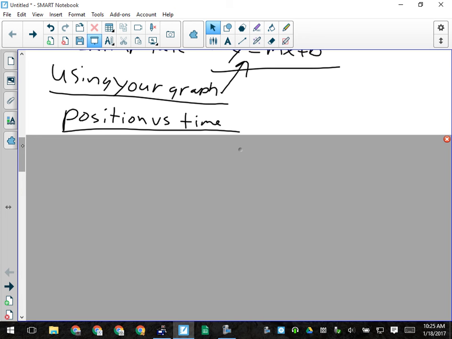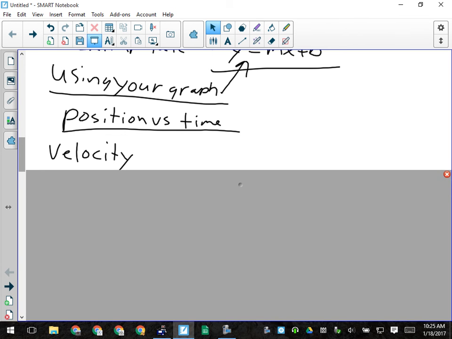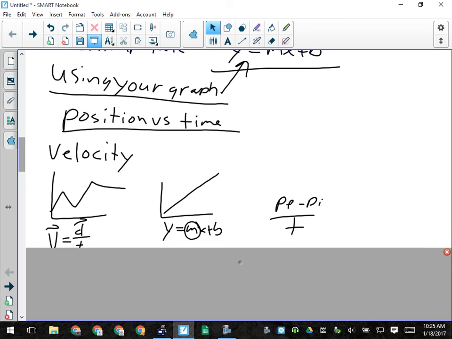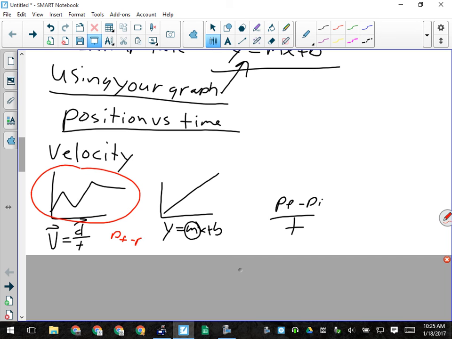I can calculate a couple of other things from a position versus time graph. I can calculate velocity in a couple of different ways. If my position versus time graph looks like this, it has many different velocities or speeds on it, because the object is changing its velocity in this graph. So in that case, I would use v equals d over t, because it's not one simple line. In that case, I would use v equals d over t, and to get d, I would probably have to use final position minus initial position.